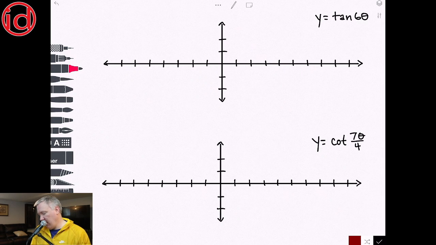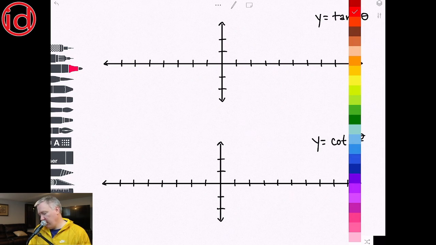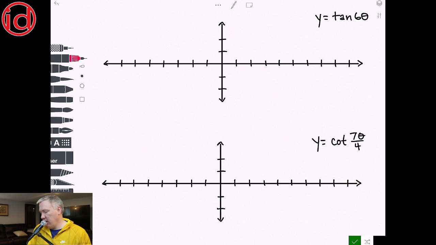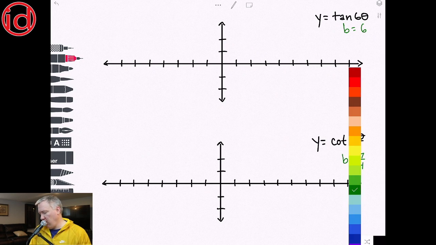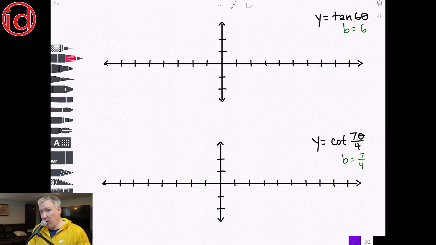So here we go. I'm going to identify what b is in each of these. So in this one here, b is 6, and here b is 7/4. I'm going to plug them into the formula that is pi over b. So in this case, the period is pi over 6. And in this one, the period is pi over 7/4. And I know that dividing by a fraction is like multiplying by its reciprocal. And so I get that the period is 4/7 pi, or 4 pi over 7.